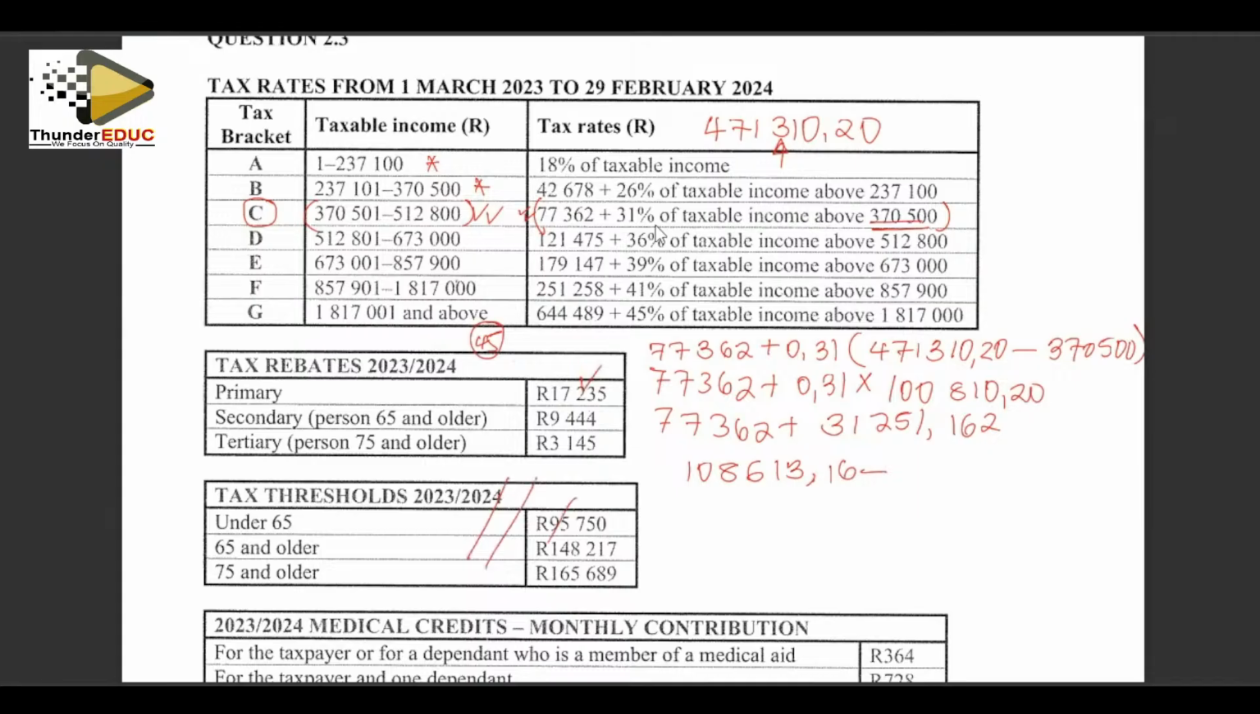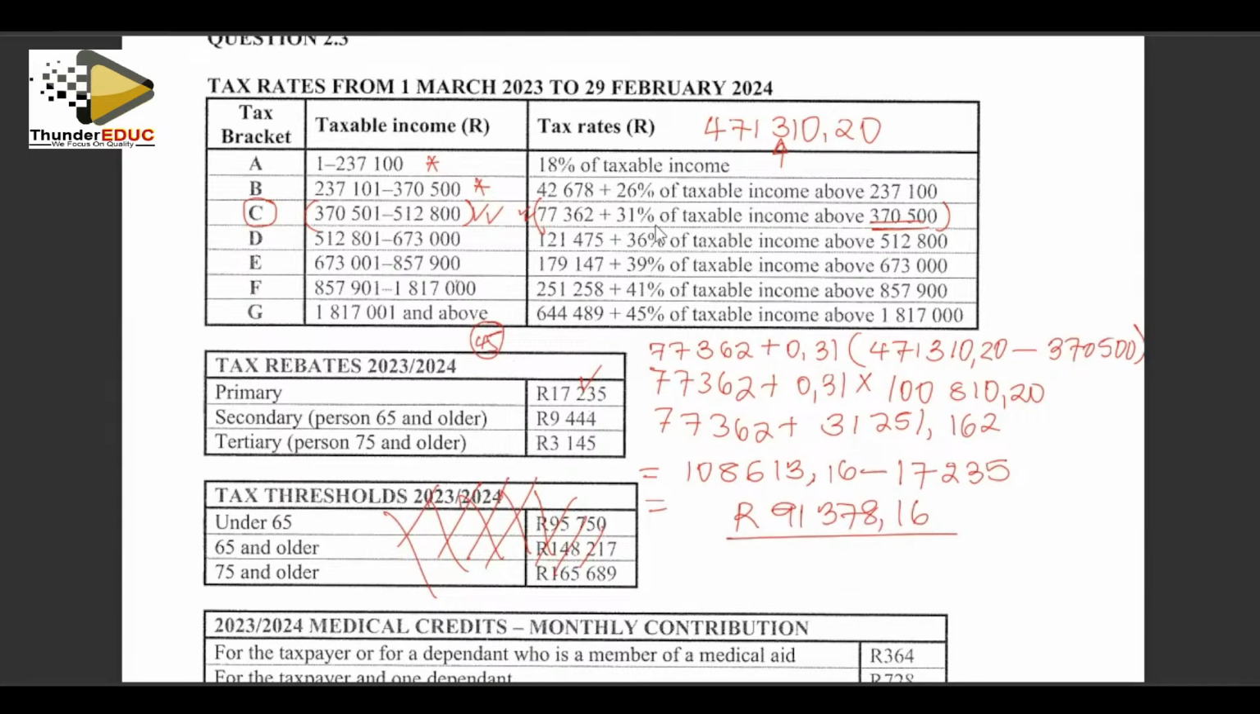Don't look at the threshold. It's not needed. The threshold is used to determine whether one pays or doesn't pay. We found out that they pay, so we don't need the threshold. We subtract the rebate only. Had he or she got medical tax credits, then we would also subtract the medical tax credits. So we are subtracting this much, and our final answer became 91,378 rand 16 cents. That was the answer.